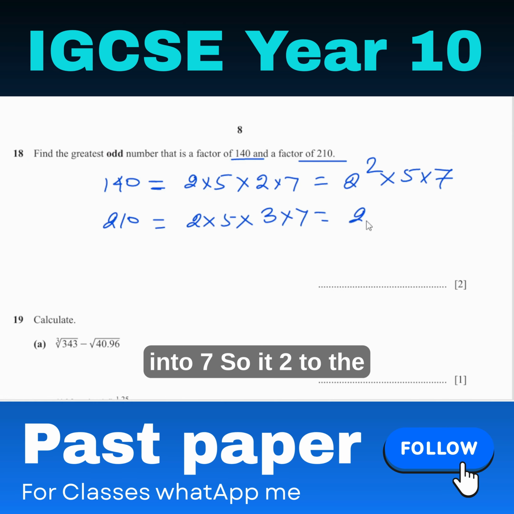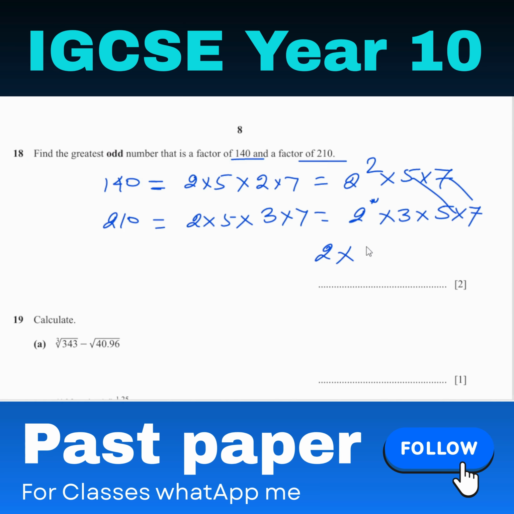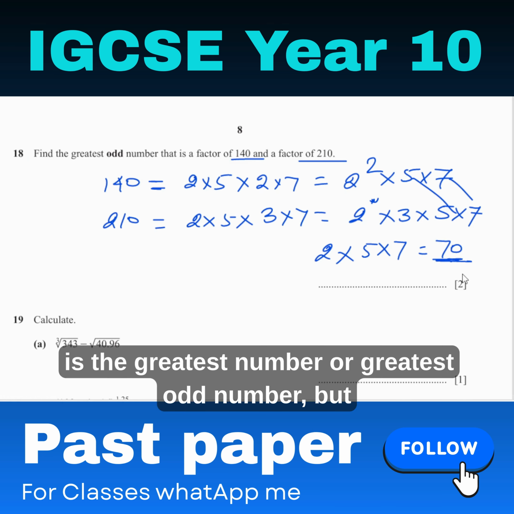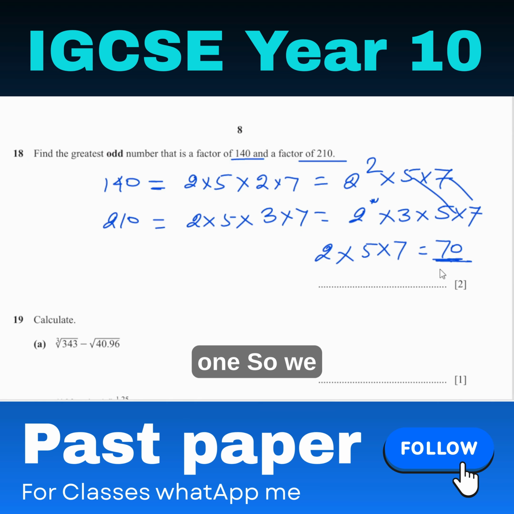So it is 2 to the power 1 into 3 into 5 into 7. Okay, so what is common is 5 and 7, so 5 and 7, it's 70. 70 is the greatest number, or the greatest odd number, but it is not an odd number. Which number can be the greatest one?